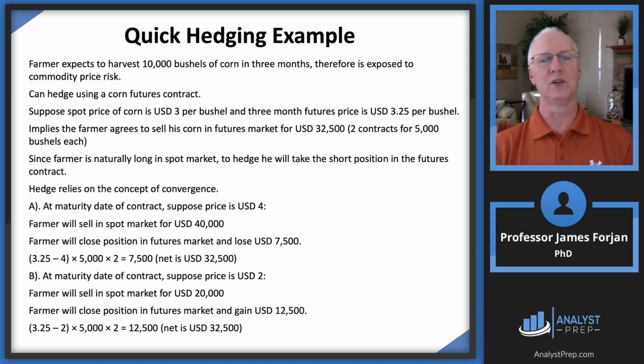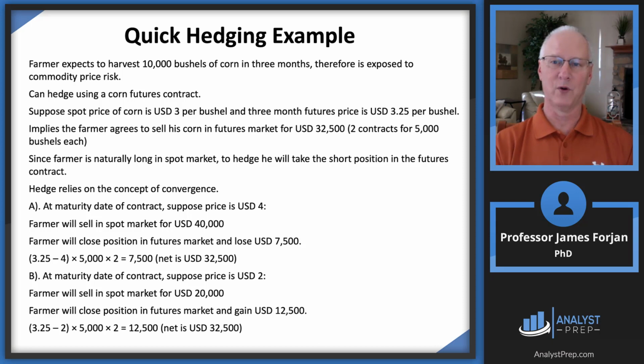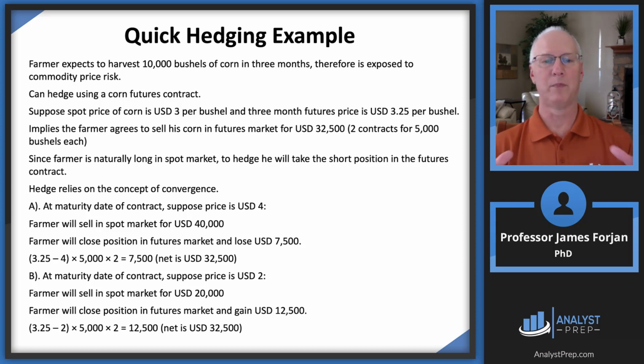So this is a perfect hedge. It's called a perfect hedge because no matter if the price of corn goes up to $4, to $5, to $6, to any number, no matter if the price of corn falls to $3 or $2 or $1, that outcome is going to be $32,500. This is a perfect hedge because the farmer is locking in that future net selling proceeds of his or her corn. Now remember, the goal of the hedge is not to make a profit. The goal of the hedge is to lock in a future value. And that's an important concept.